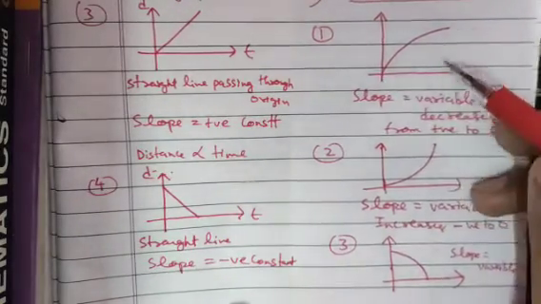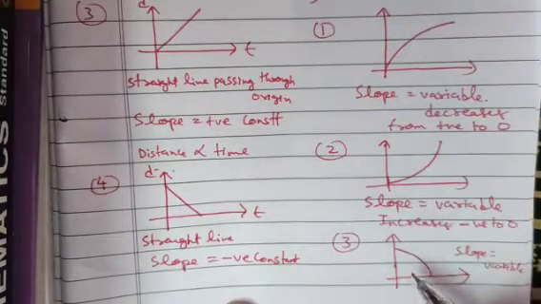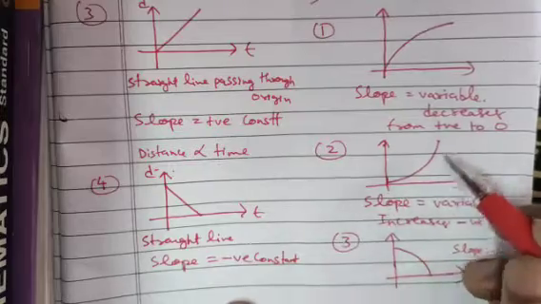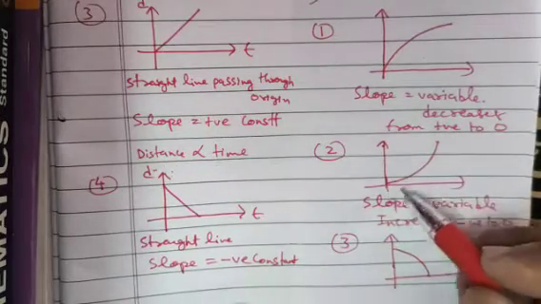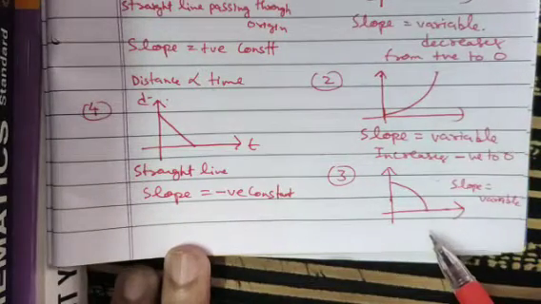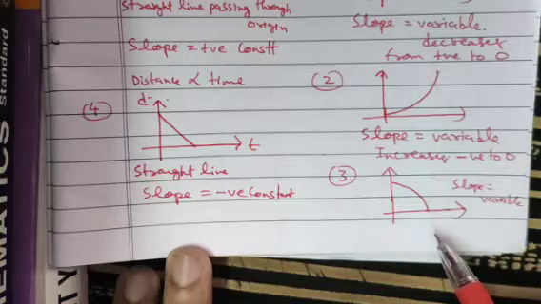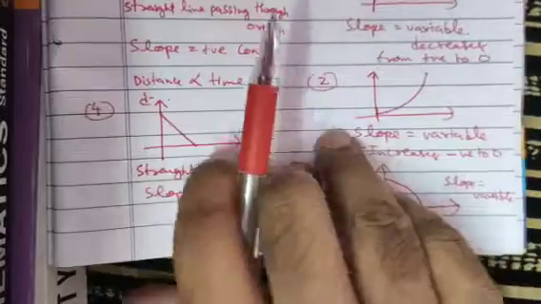Acceleration decreases with time. And here, if this is a velocity time graph, then here the acceleration increases with time. Acceleration is increasing with time. And this is another type of parabolic graph where the acceleration is again decreasing, velocity time graph. It is also with a variable slope.